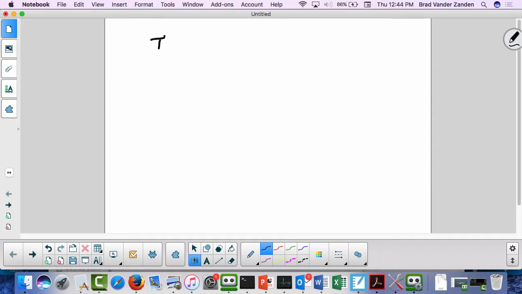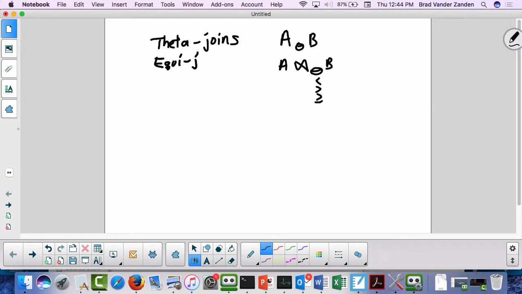So, you heard about theta joins. You may not remember them, but those were the most general type of joins where you'd have A, some kind of predicate here, B, A join B, and it could be any type of predicate, less than, greater than, equal. You never use these types of joins in practice, but they're the most general. And you heard about equijoins and natural joins.